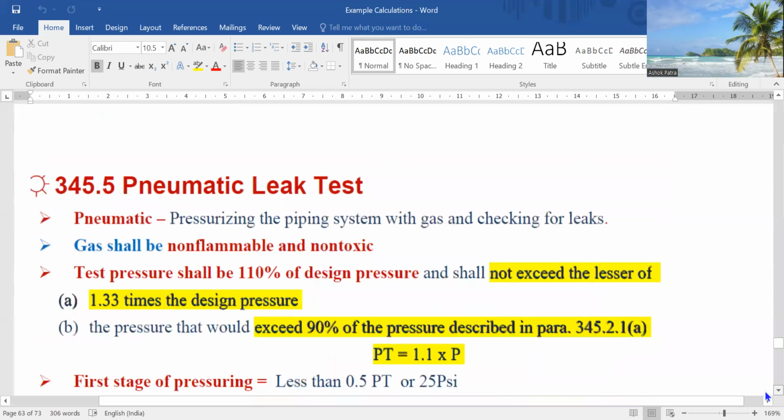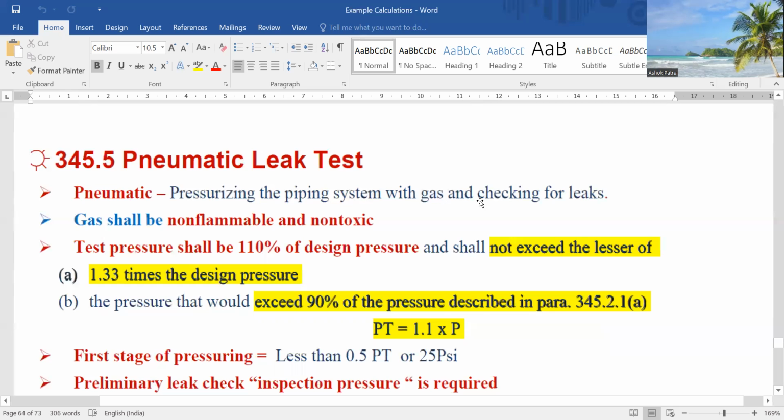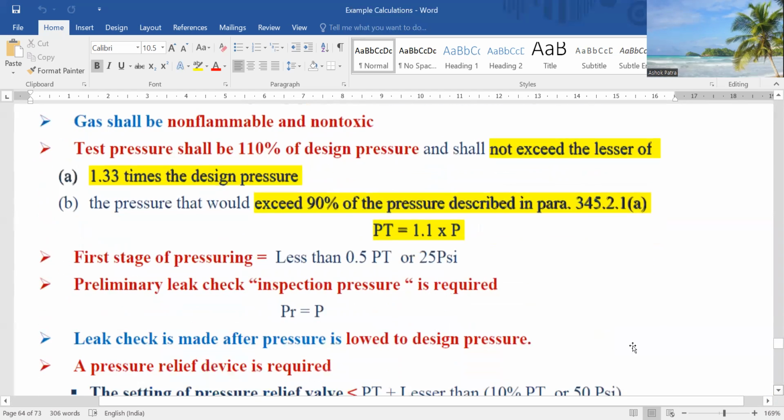Pneumatic leak test: pneumatic pressurizing of the piping system with gas and checking for leaks. Gas shall be non-flammable and non-toxic. Test pressure shall be 110% of design pressure, and shall not exceed the lesser of 1.33 times design pressure. The pressure should not exceed 90% of the pressure described in para PT. First stage pressurizing is less than 0.5 PT or 25 PSI. Preliminary leak check inspection pressure is required, PT by P.